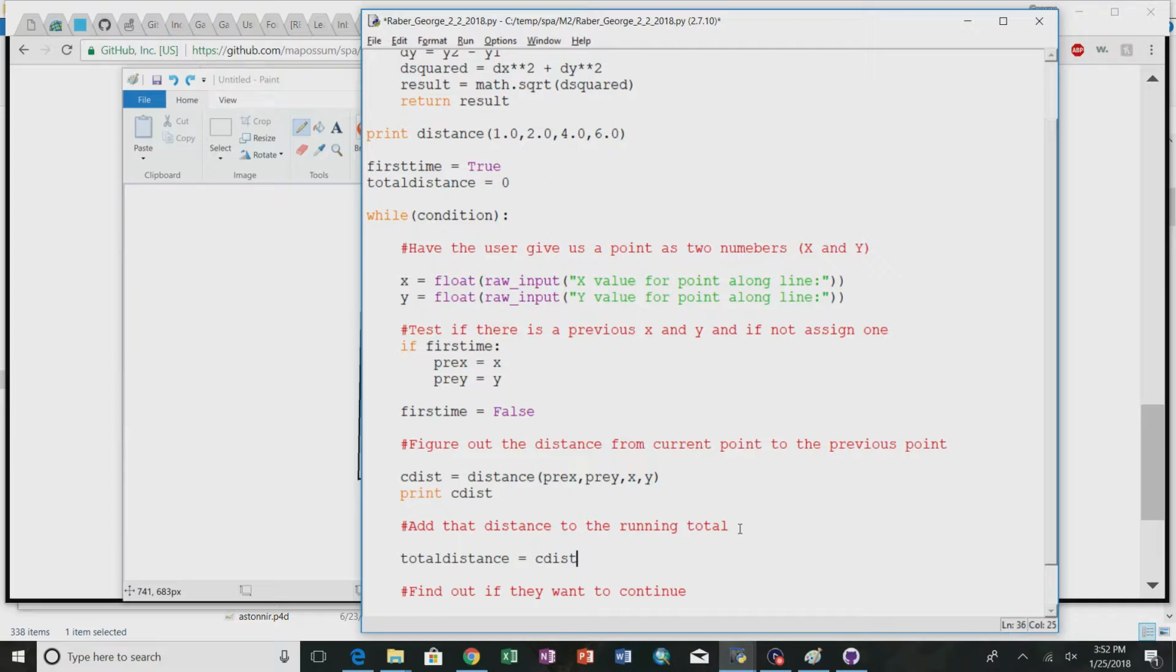I think you're right. I'm just going to explain it a little bit. Let's say the first time through the loop, c distance is 5. The second time through the loop, c distance is 10. What should total distance equal? 15. So it should equal the current distance plus the total distance, each time through the loop.